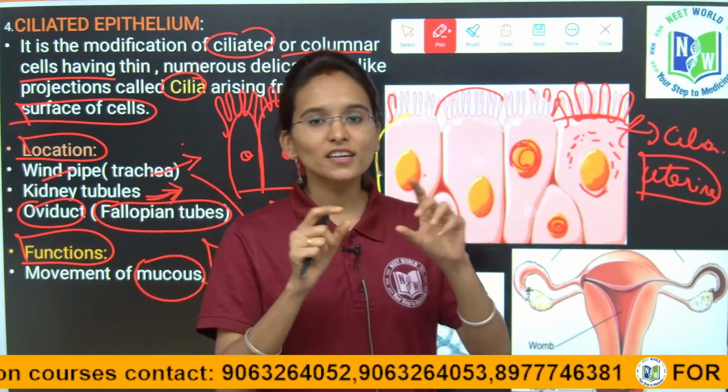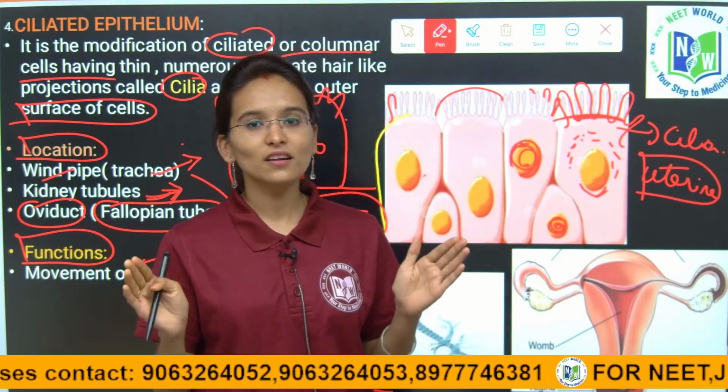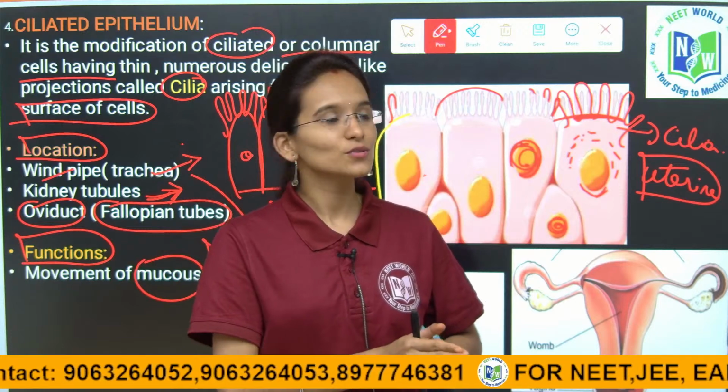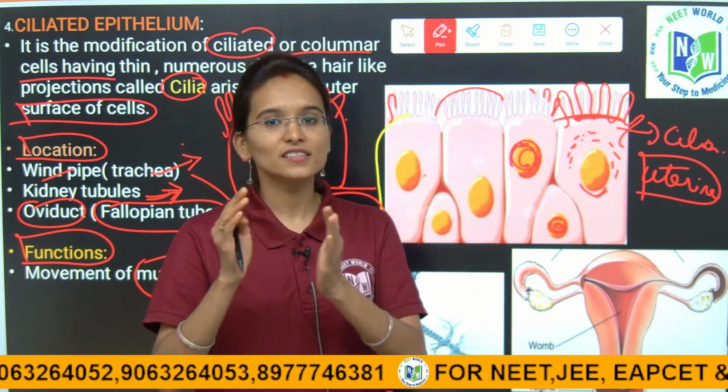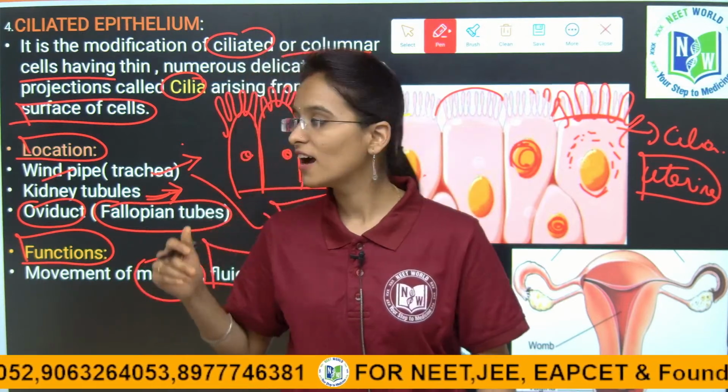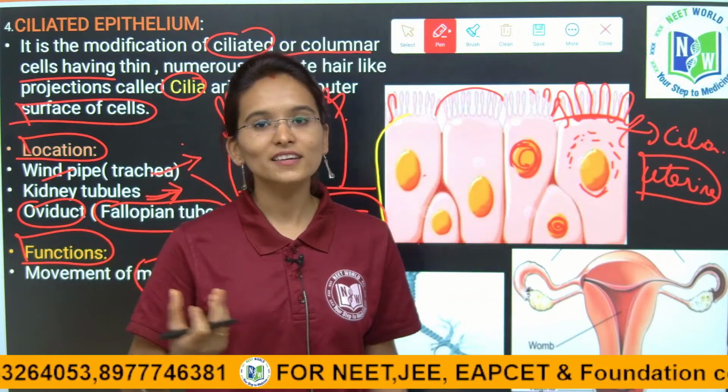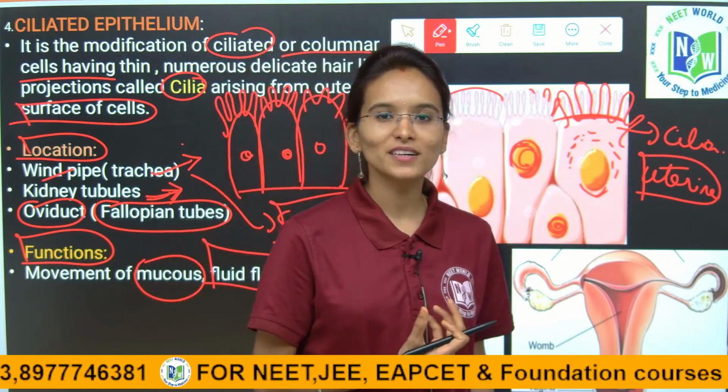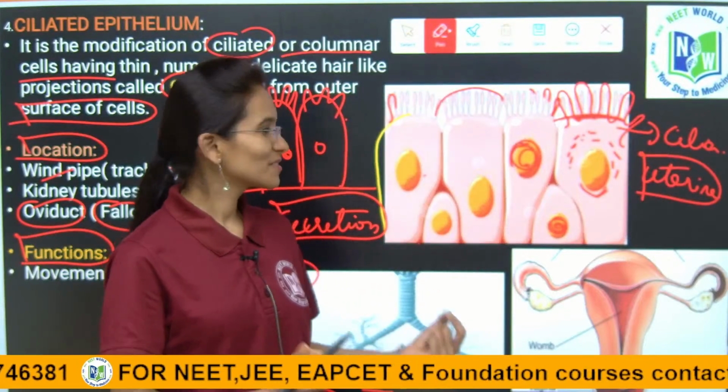So just make a simple column. On one side you write the name of the tissue, next you write its location, and next you write its function. By that it becomes easy for all of you to remember the chapter on tissues.